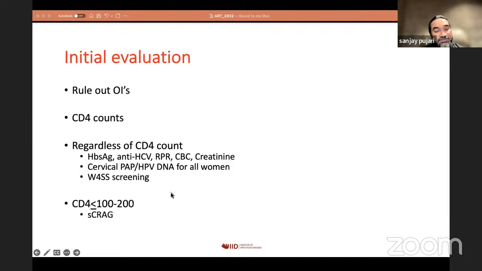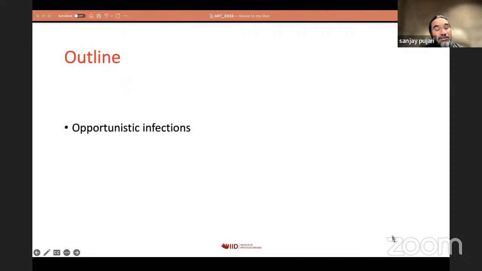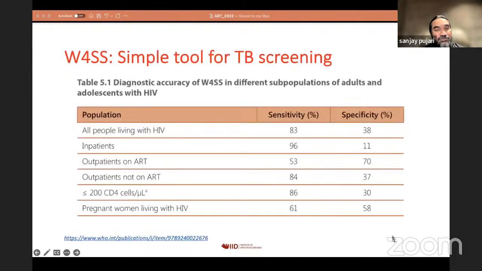And in patients with CD4 less than 200, you need to do a serum cryptococcal antigen screening routinely. If it is positive, then you need to rule out cryptococcal meningitis by doing a CSF analysis and then treat it accordingly. So very important in your routine practice to screen for cryptococcal antigen when the CD4 is less than 100. Now let us talk about opportunistic infection.